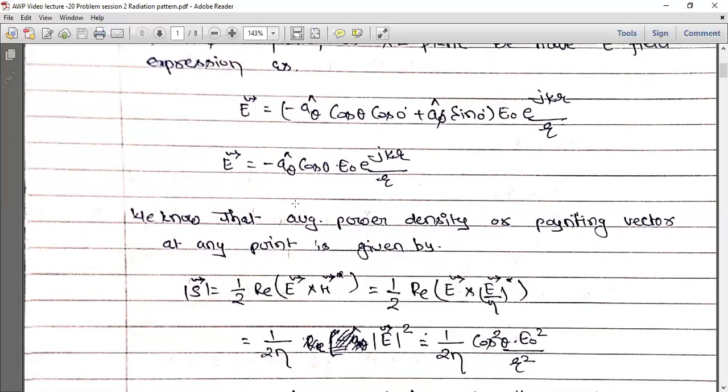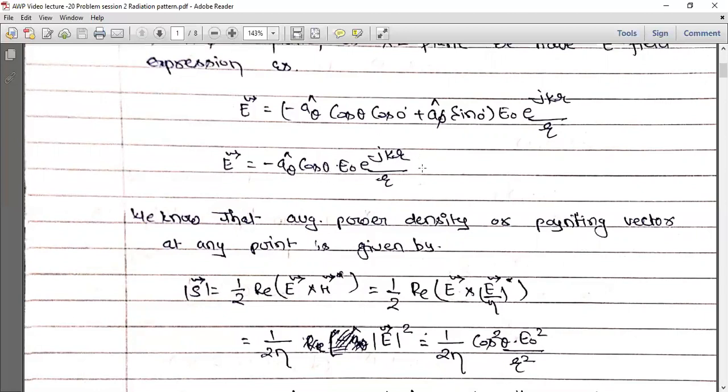So if we look at the expression for the electric field intensity phasor in the XZ plane, or phi equals 0 plane, the magnitude is this quantity: cos theta E0 e to the power minus j k r upon r. If we want to find the magnitude of this whole quantity, cos theta is constant, E0 is constant, and r is there, so all these things are real and they remain here.